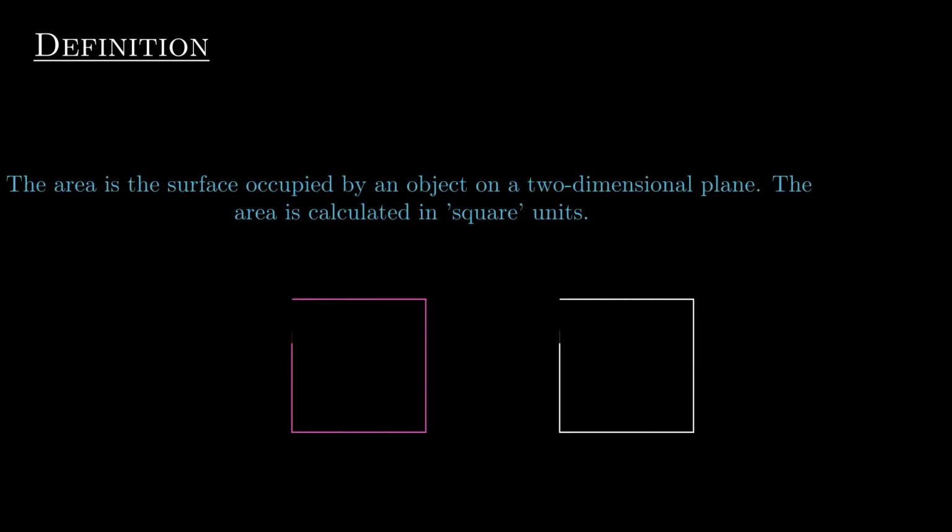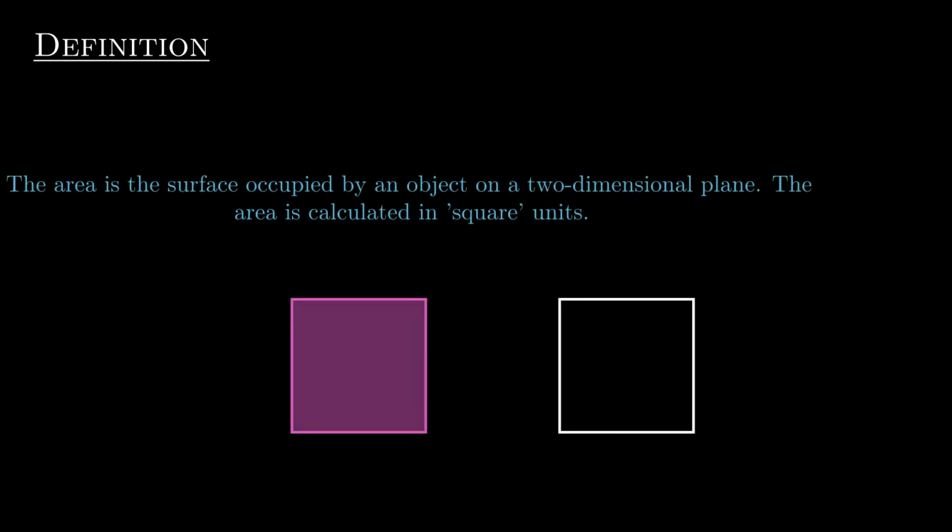The area is the surface occupied by an object on a two-dimensional plane. The area is calculated in square units. So as you can see on the right figure, you can see a square, and on the left figure, you see the same square, but it's colored in purple to illustrate the area.